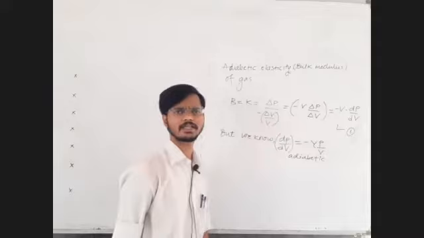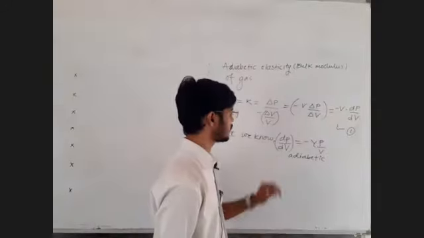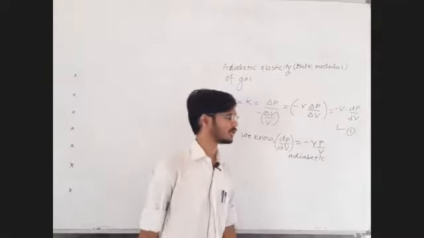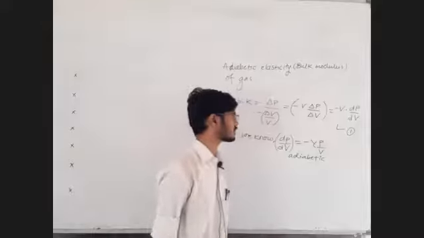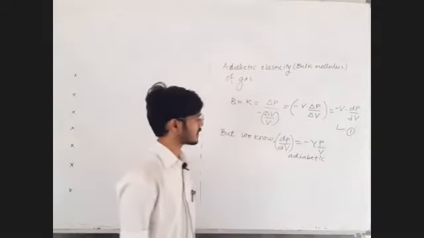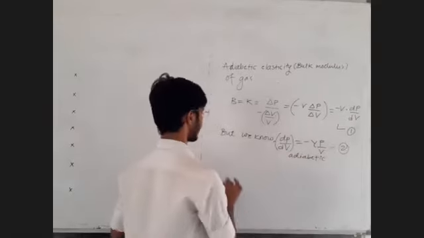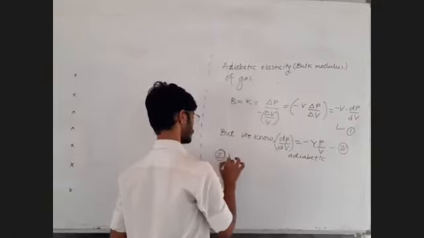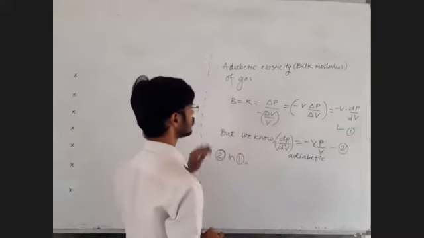For isothermal, dP upon dV, slope is minus P by V. For adiabatic, it is minus gamma P by V. Isothermals are minus P by V. Adiabatics are minus gamma P by V. Okay, sir, that's it. On the next step, we will be having the answer. Equation 2 in equation 1.